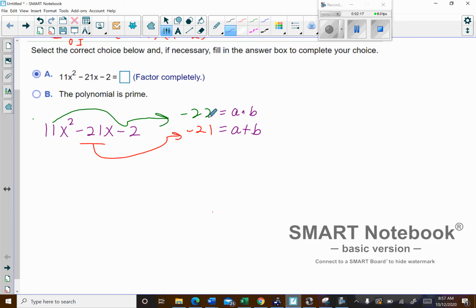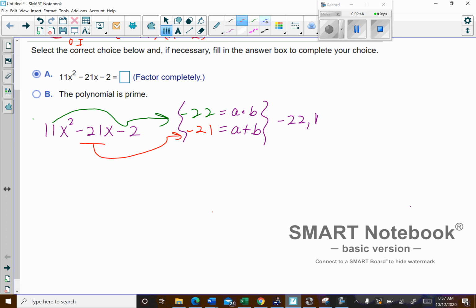So I am playing a little bit of a guessing game here, but it shouldn't be too bad. Multiply to give me -22, so that means the two numbers, one's positive, one's negative, but then it has to add to give me -21. So that's going to have to be a -22 and a +1. Those are the numbers that satisfy the condition here. You multiply them, it's -22. You add them together, it adds to -21.